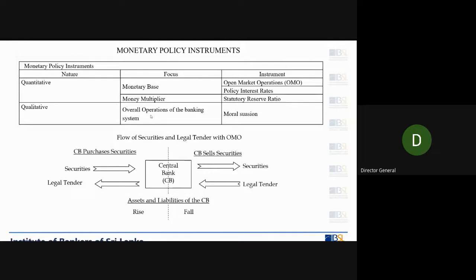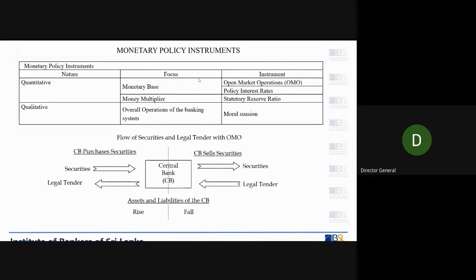Then we went to monetary policy instruments. Instruments are basically, we said, quantitative and qualitative. Quantitative ones are measurable, and they can influence either the monetary base or the money multiplier, because here we have to understand the money supply is the combination of monetary base and money multiplier. When the central bank follows monetary targeting, they try to influence the base or the multiplier, thereby changing the interest rate so that the market interest rates will change accordingly.